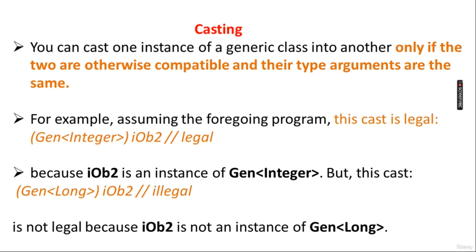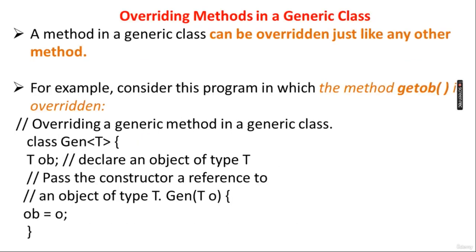But (Generic<Long>) iObject2: iObject2 is of type Integer, and it extends generic type T, that is Generic<Integer>. So this line is illegal because we are passing Long here, because iObject2 is not an instance of Generic<Long>.